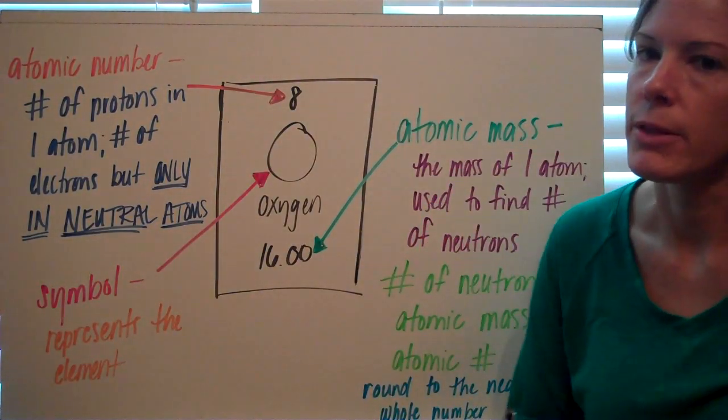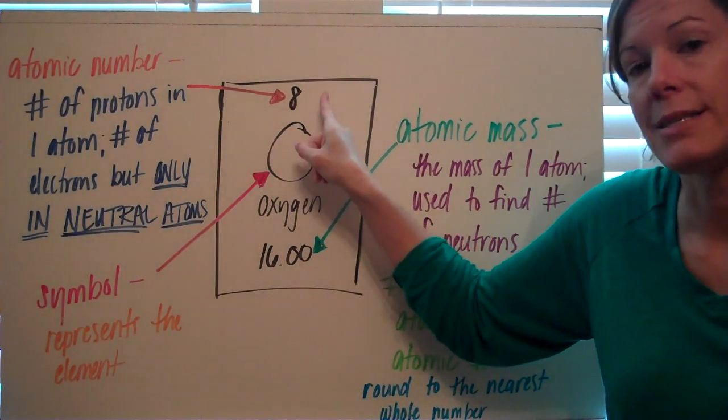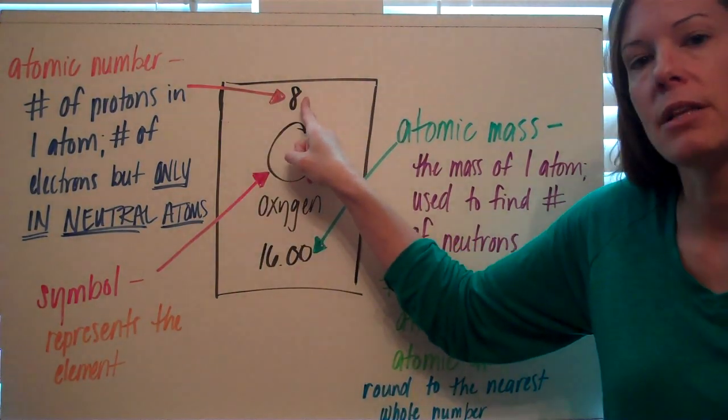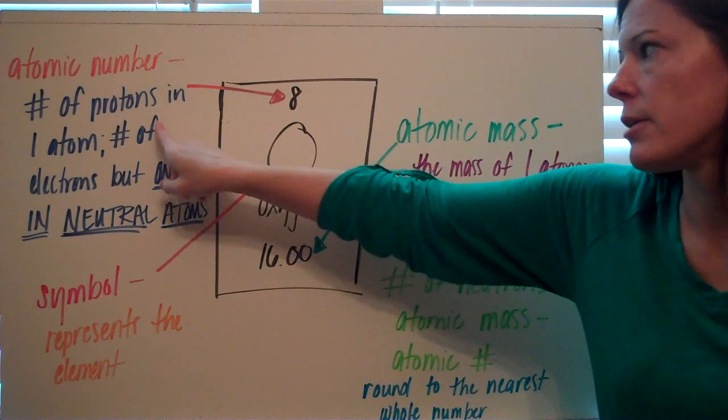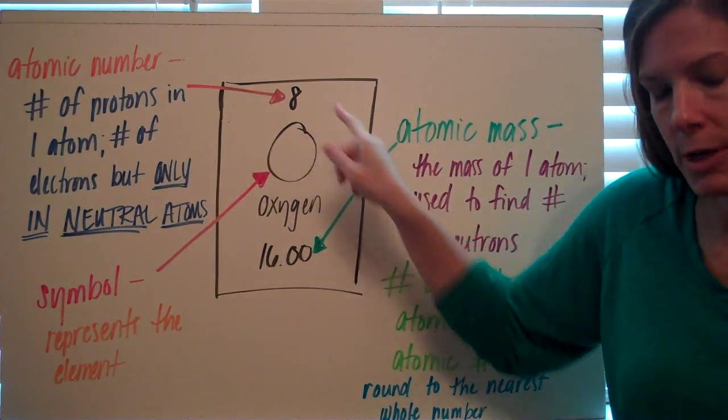So we're going to talk about what those are. The first one we're going to talk about is the whole number at the top. This is called the atomic number. And this is the box for oxygen, and its atomic number is 8. The atomic number tells you the number of protons in an atom. So oxygen has 8 protons.